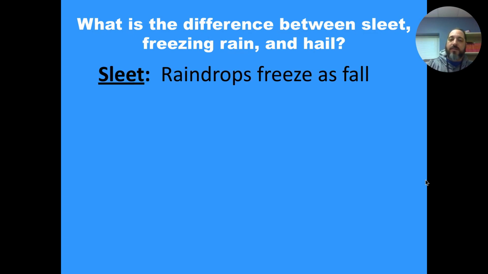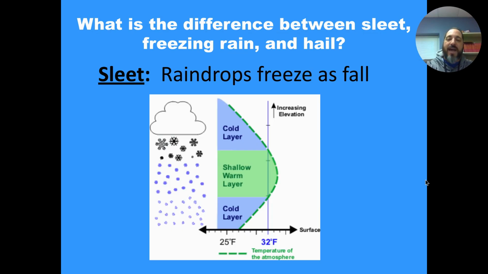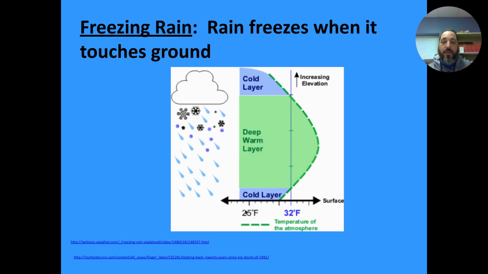So sleet is going to be when raindrops freeze as they fall. So typically what happens is there's a cold layer way high up in the atmosphere, a warm layer kind of in between, and then another cold layer. So we've got snow starting up here, and as it starts to fall, it melts a little bit, and then it refreezes as it hits this cold layer right below it.